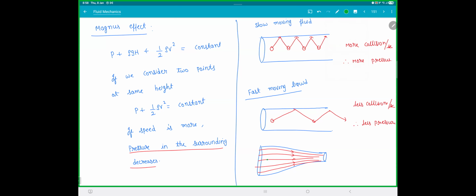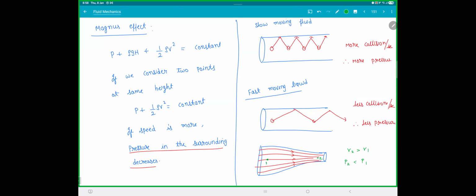So if you choose this as point 1 and if you choose this as point 2, we can clearly see V2 is greater than V1. So therefore pressure at P2 will be less than P1. So this part of the tube will experience less pressure compared to the wider region there. So whenever a liquid flows faster, the pressure in the surrounding region drops. I hope this is clear.